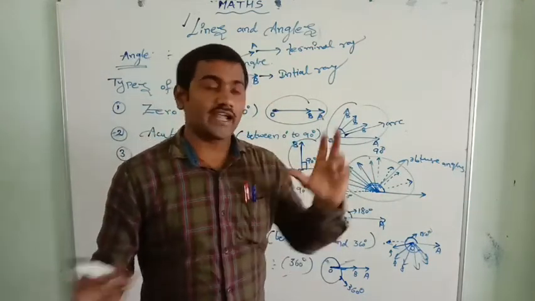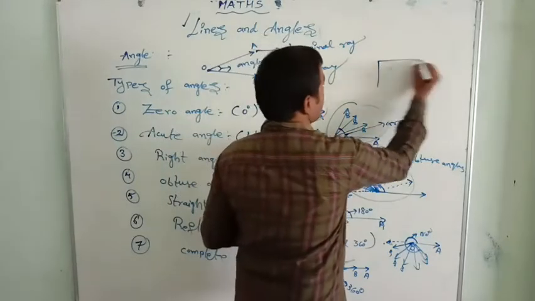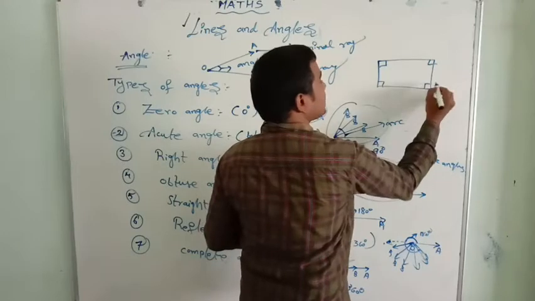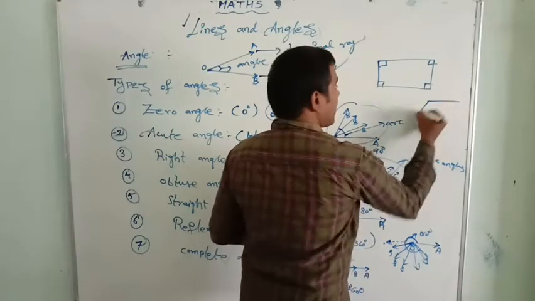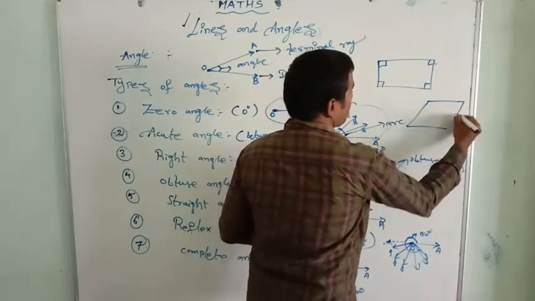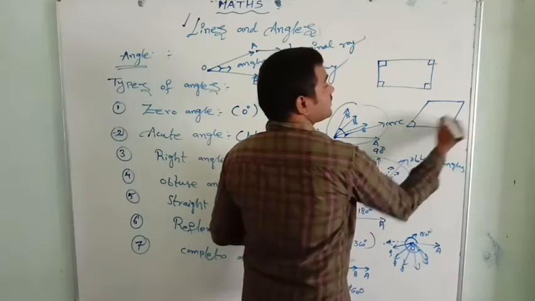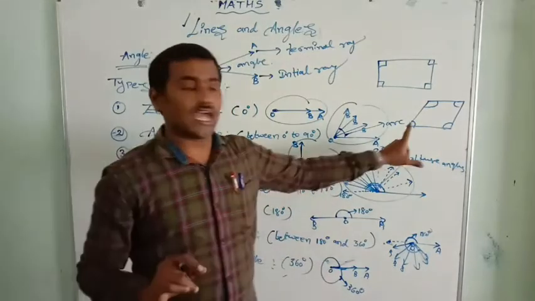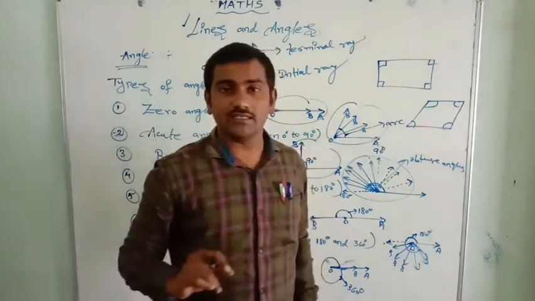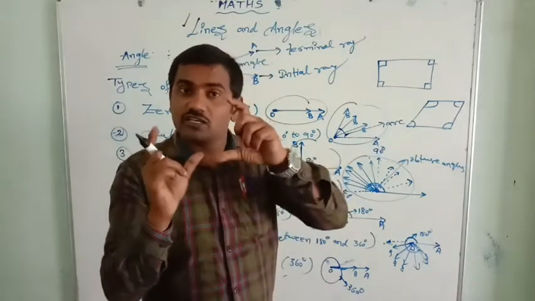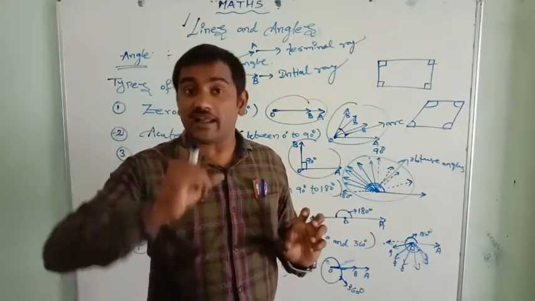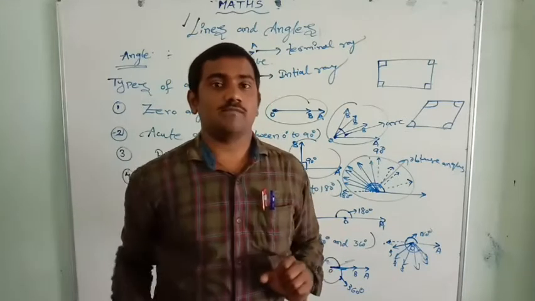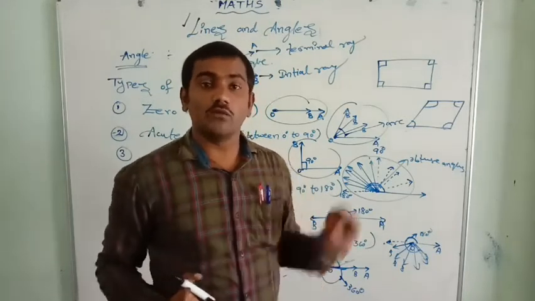Whenever you draw a rectangle, see the angles here, directly we can say they are 90 degrees. If I draw one parallelogram, see here these two are acute angles and these two are obtuse angles. So the position of the angle is very important, and based on the position of the angle we can say which type of angle it is. That is very important about angles.